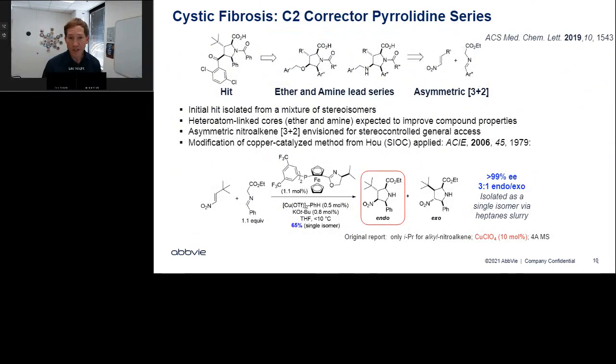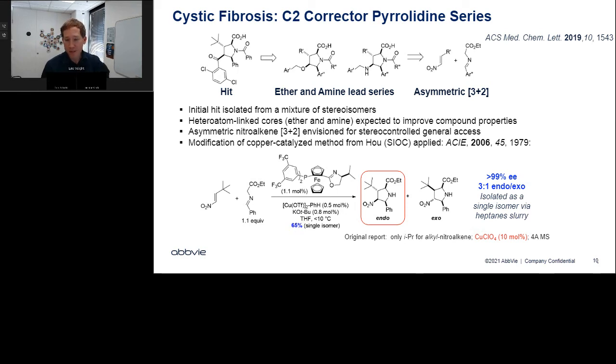Moving on to C2 correctors, I mentioned the prolidine series as one that we were particularly interested in. In this case, a high-throughput screening campaign identified this hit, and unfortunately, while the activity was quite good, the properties of this aryl ketone were quite poor, as you can imagine. So there was a desire to expand this into ether and amine-linked compounds.